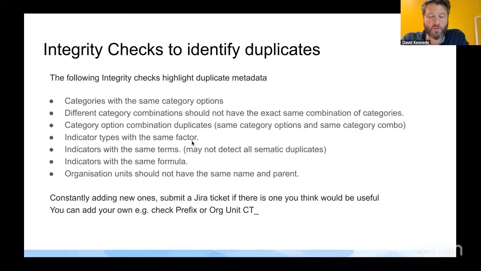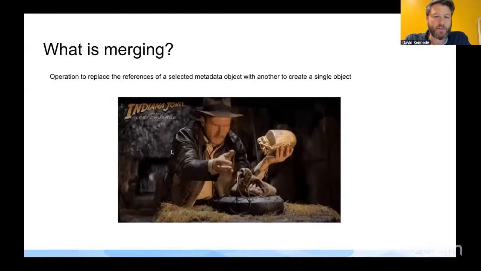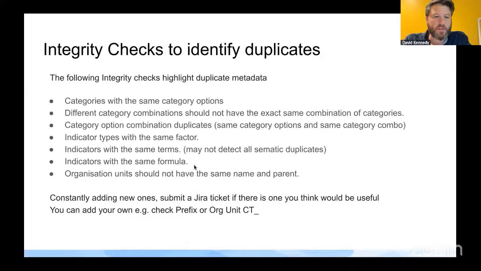So indicator types with the same factor is quite clear. Indicators with the same terms is when it's detecting that there are exactly the same terms in the formula, even if they're not in the right order. So if it's A plus B or B plus A, it will still detect it, but it's not super clever. So if you had 2A plus 2B divided by 2, and A plus B, it might not pick up that as being exactly the same formula. But it's a good start. Indicators with the same formulas, that's one we saw before. That's one that does have exactly the same formula.